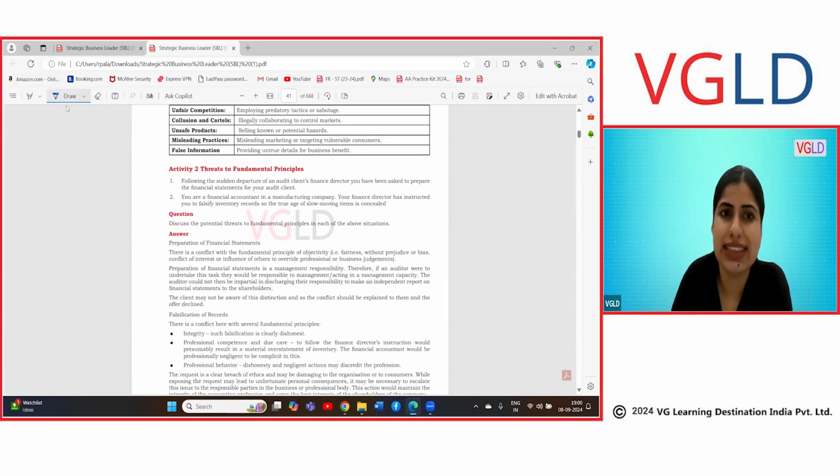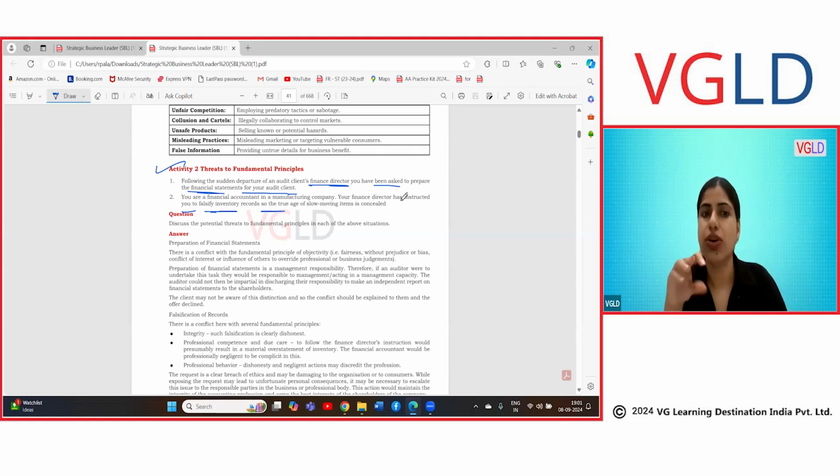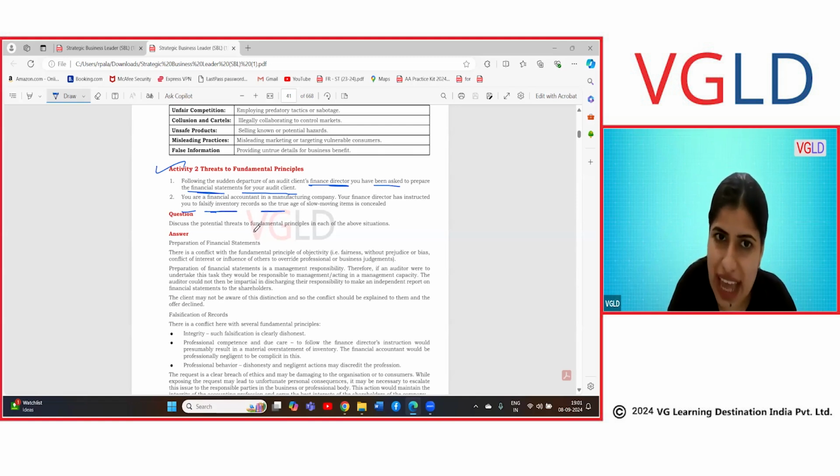Now let's discuss certain activities and examples. Following the sudden departure of your audit client's finance director, you have been asked to prepare the financial statements for your audit client. In the second situation, you are the financial accountant in a manufacturing company, and your financial director has instructed you to falsify the inventory records so that the true age of slow-moving items is concealed. You have to discuss the potential threat to the fundamental principles in each of the above situations.